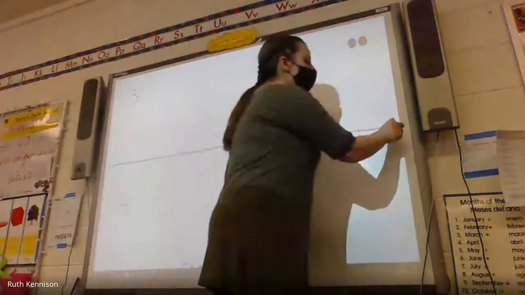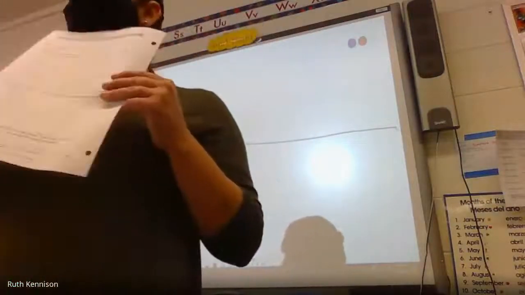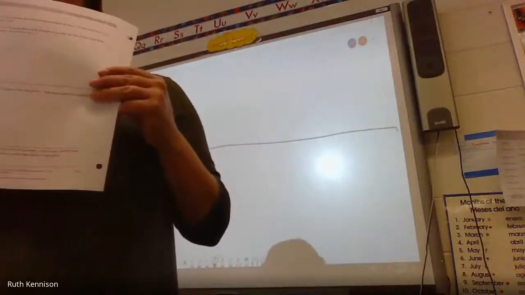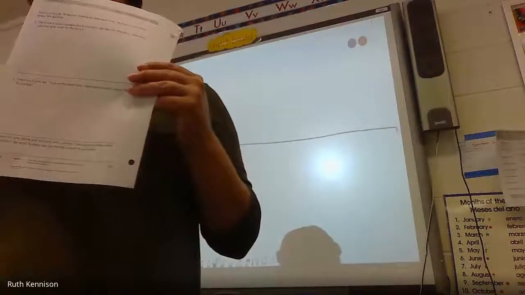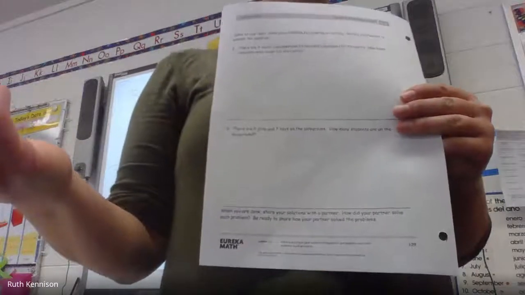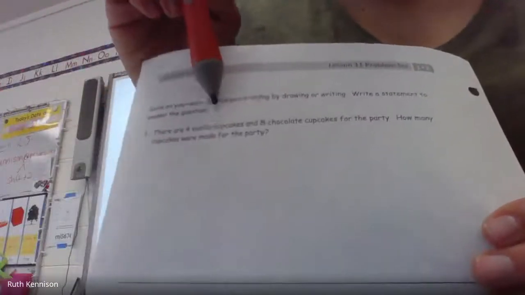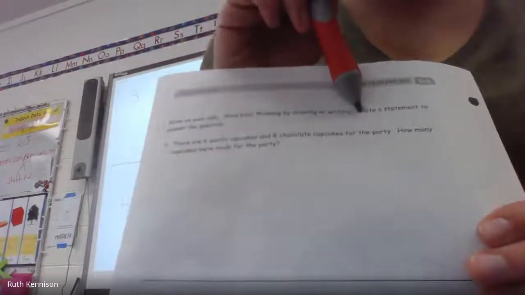Okay, all right, so real quick, these next ones are word problems. Okay, turn the page. Just one, there you go, right on that page. That's it, good. So turn your page the right way, please. Go back to the page you worked on, turn it one time, just like you do in a book. Okay, we're on this one right here. Number 3, there are 4 vanilla cupcakes and 8 chocolate cupcakes for the party. How many cupcakes were made for the party?